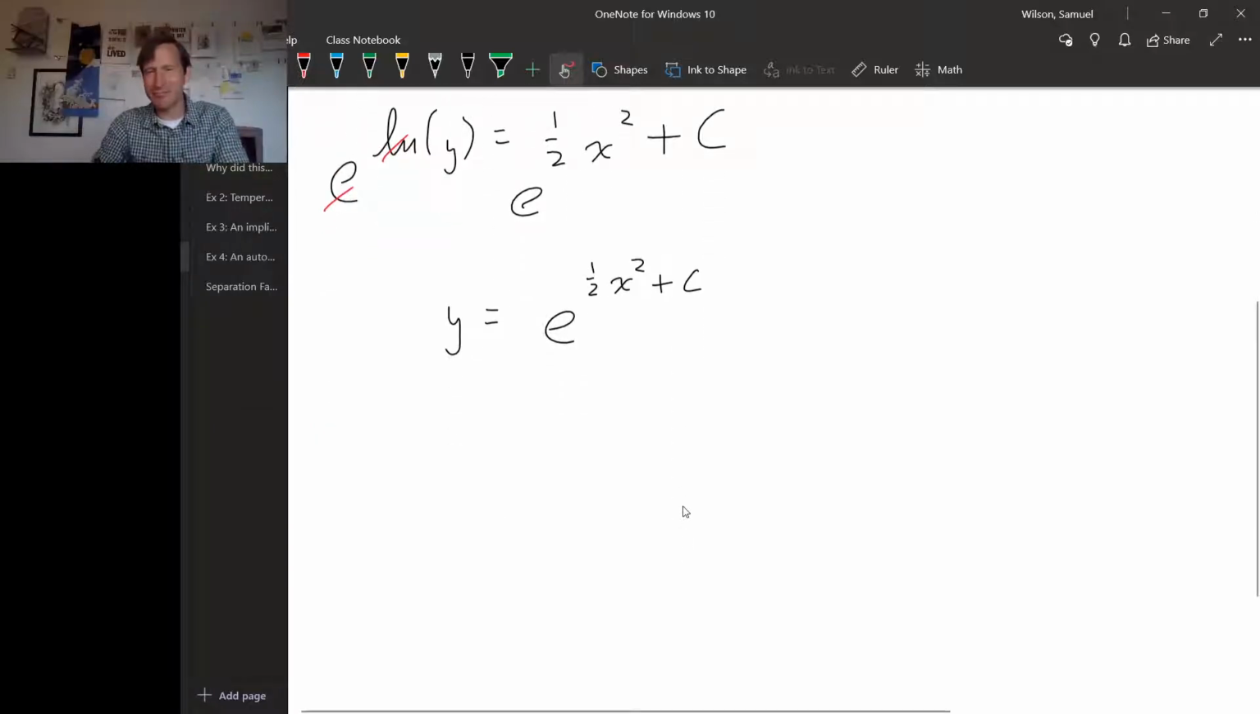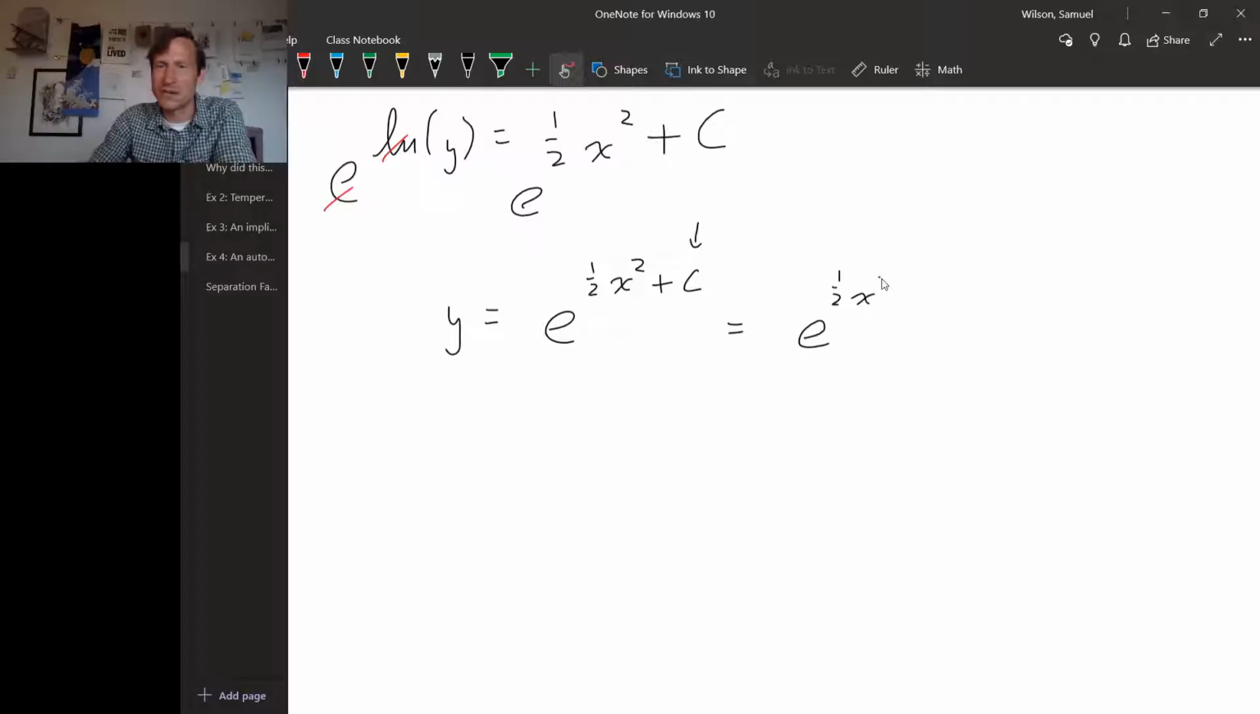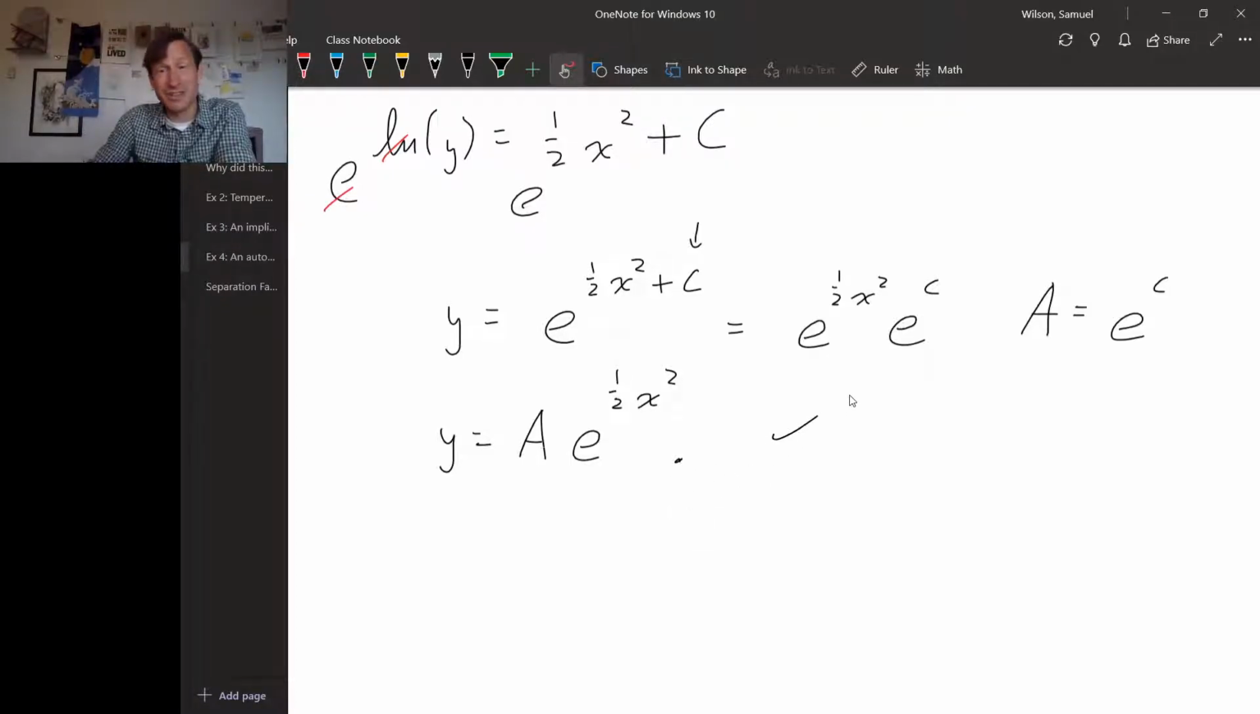Now this is almost good enough. It's sort of a little weird to have this constant in the exponent. So what we can do is just use the laws of exponents to split this up. This is e to the 1/2 x squared times e to the c, and then we can just define a new constant a to be e to the c, and we get y equals e to the c, which is a, times e to the 1/2 x squared.